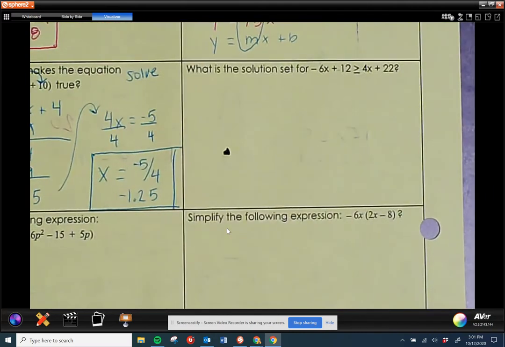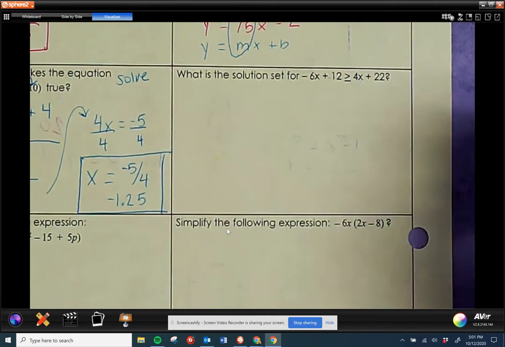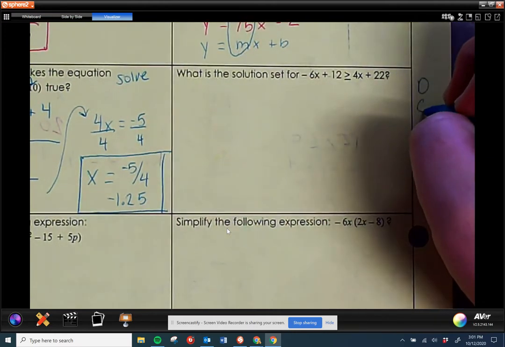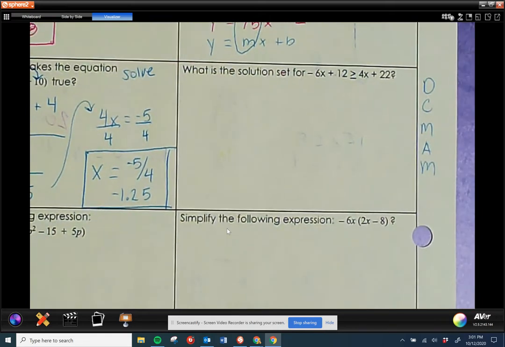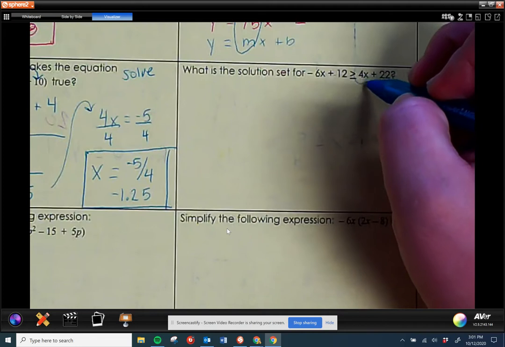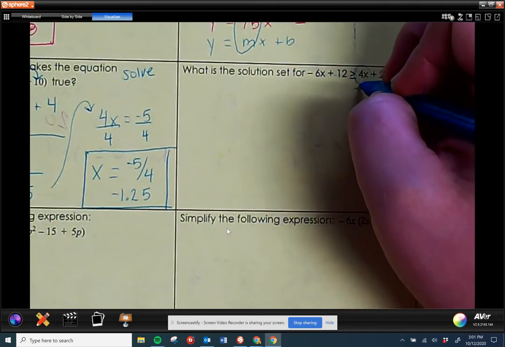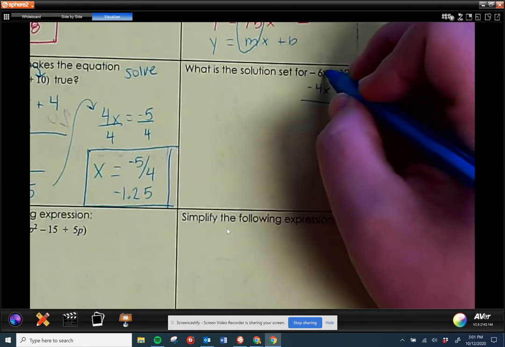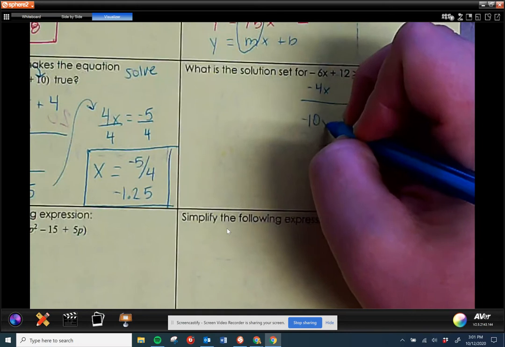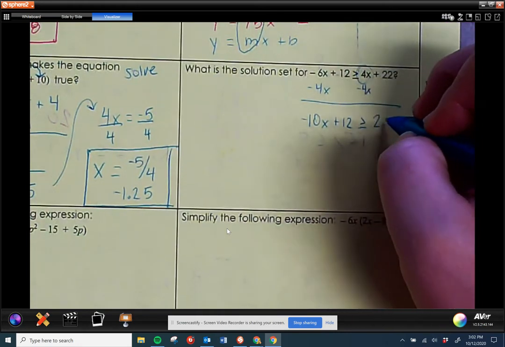The next one says, what is the solution set for this inequality? The inequalities have the exact same steps. Don't call me after midnight in order to solve them. So I need to move this 4x to the other side. I do the inverse operation, so I would say minus 4x, negative 6x minus 4x is negative 10x, plus 12 is greater than or equal to 22.